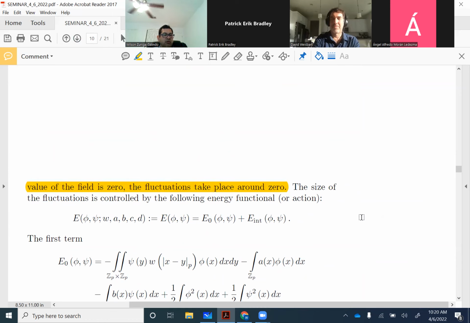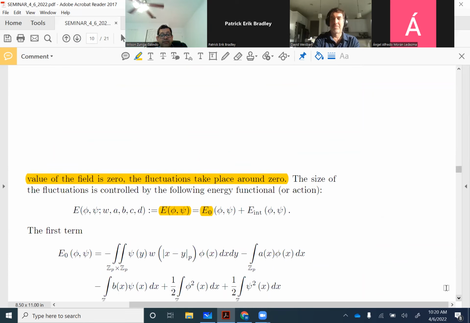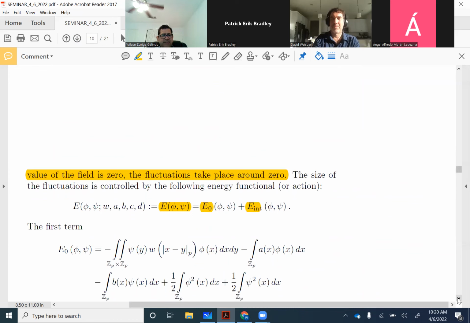The size of the fluctuation is controlled by the following energy functional or action. So here, E is the energy functional. W, A, B, C, and D are parameters. The energy functional has 2 parts or 2 components. E_0 is the free field part, and this is the interaction energy. Okay, this is the first term.